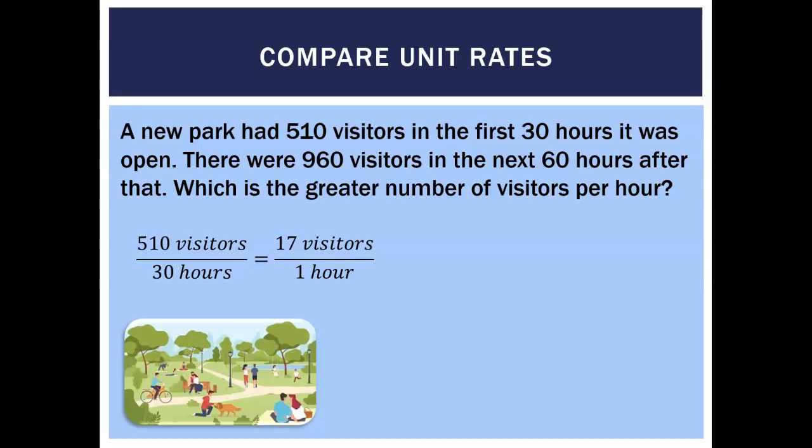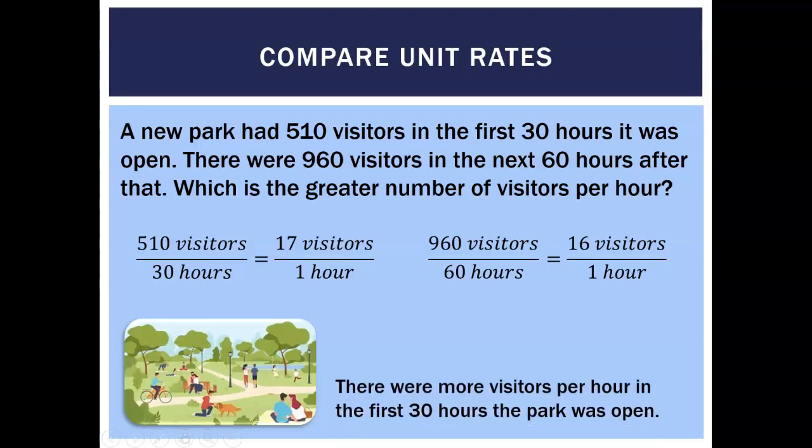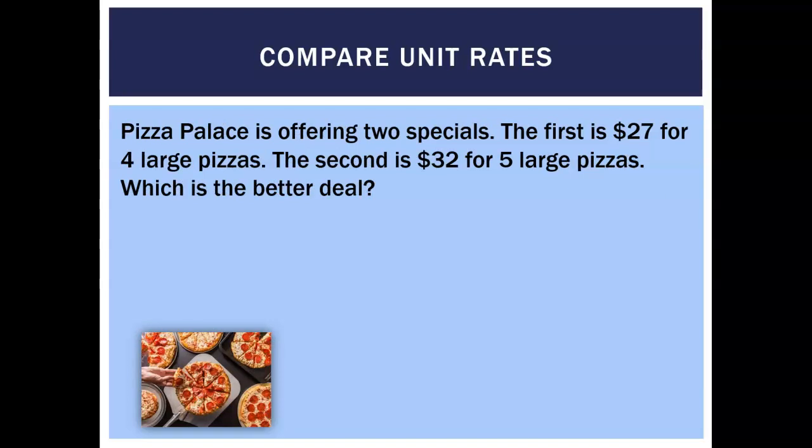Next, we will compare this to the rate of 960 visitors in 60 hours. We will find the unit rate by dividing by 60 and learn that this is 16 visitors per hour. We can see from comparing the two unit rates, 17 visitors per hour versus 16 visitors per hour, that there were more visitors per hour in the first 30 hours the park was open. Comparing unit rates is a great way to figure out when something is a better bargain or deal, or which is the lowest cost if you are comparison shopping.